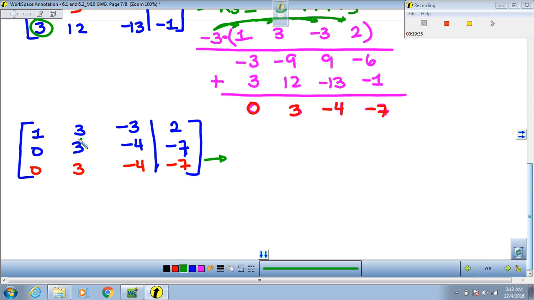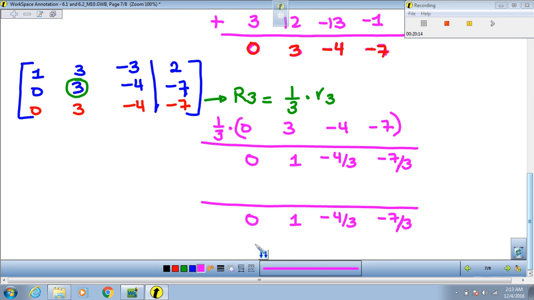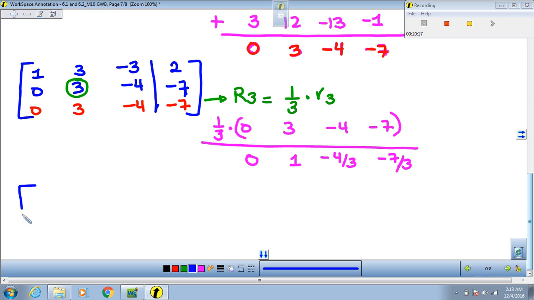So now what do we want to do? Well, we want to make this one to be a 1, right? That entry. So row 3, to make 1s, you're going to multiply times the reciprocal of that number. So you're going to multiply every number in row 3 by 1/3. So 0, 3, negative 4, negative 7 gets multiplied times 1/3. 1/3 times 0 is 0, 1/3 times 3 is 1, 1/3 times negative 4 is negative 4/3, and 1/3 times negative 7 is negative 7/3. So then we rewrite the matrix.